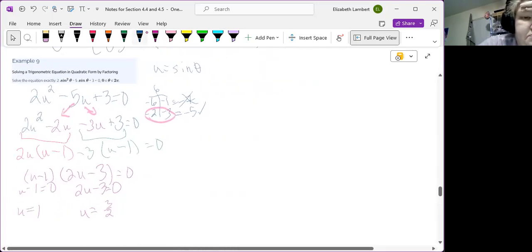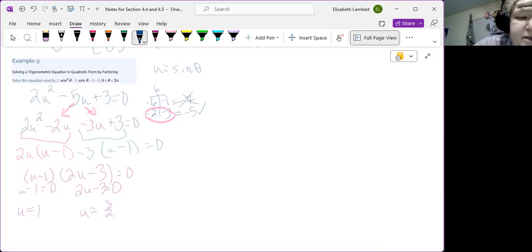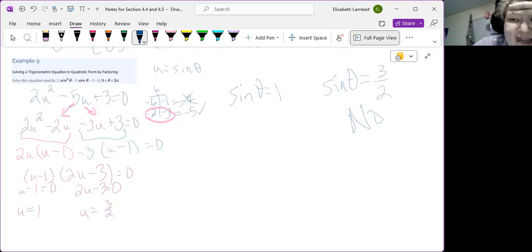If factored, u is sine theta. So now I'm going to bring it back up here. I have sine theta equals 1. That happens. And sine theta equals 3 halves. Nope. Sine is never bigger than 1, never smaller than negative 1. 3 halves is 1.5. It's too big. If it was the square root of 3 over 2, now we're talking, that's on the unit circle. But this is not. This is 3 over 2.